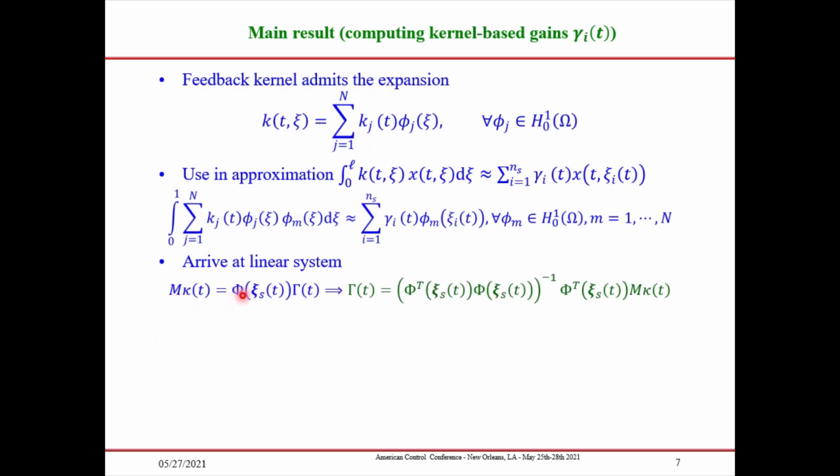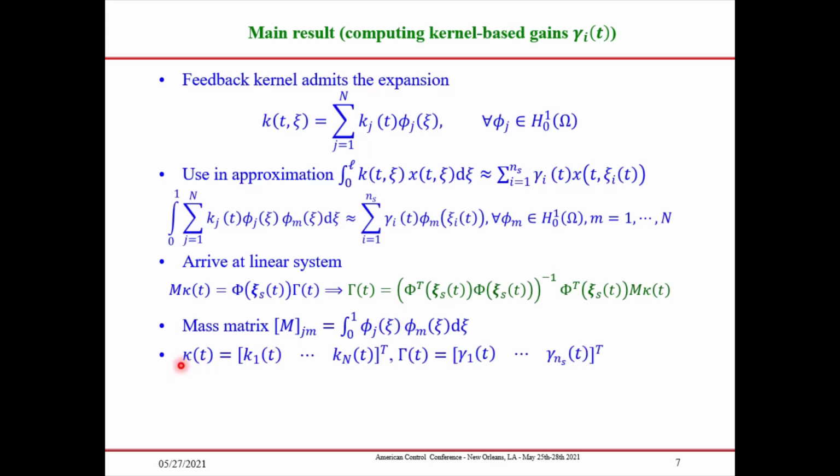When I validate that for all of them, I end up with a linear system given by this expression. Mk equals phi, which depends on the sensor locations, times gamma. I can solve for gamma using least squares estimation, and that will give me this expression here. M is the mass matrix, the inner product of the test functions. Kappa is the vector of the coefficients of the kernel, and gamma is the vector of the static gains in the expansion here. And the regression matrix basically is the test functions evaluated at the kernel location of the sensing devices.